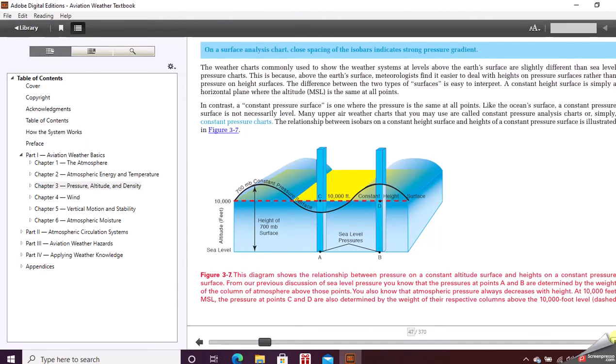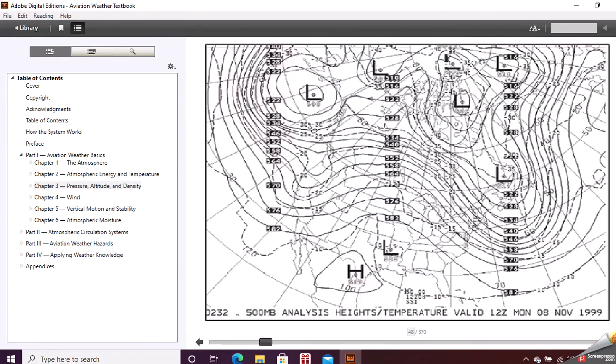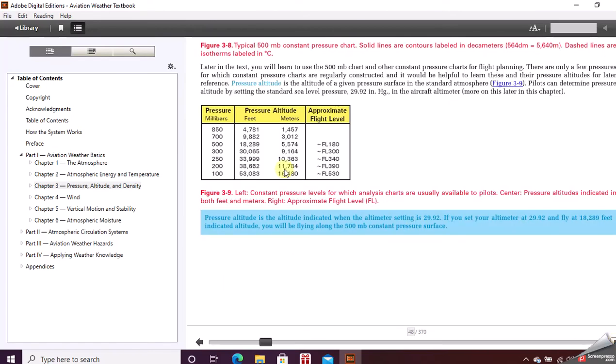So moving on again with some of the pressures here. Here is, approximately based on standard atmosphere, what flight level these would be. So 500 millibars, flight level is 18,000 feet.